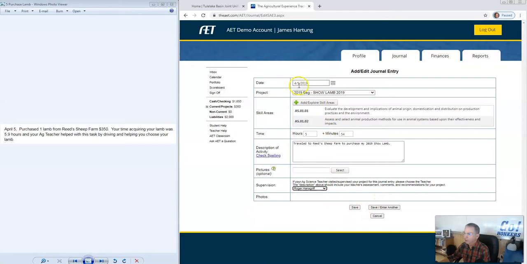Review your entry, April 5th, 2019. You want to make sure you get that year correct. Got some skill areas. Time, 5 hours, 54 minutes. 9 times 6, 54. Description of activity. Supervision. Looks good. Click Save.